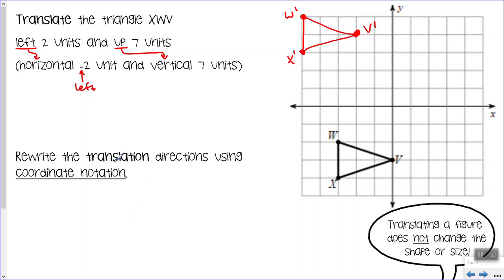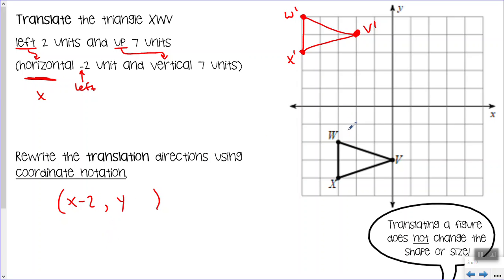There's another way that we can write our translation directions using coordinate notation. So remember that our normal coordinate pair is x, comma, y. I'm leaving some blank space in here because we're going to use that to write our directions. The first direction was that we moved left 2 units. That was our horizontal direction, which goes with x. Since we're moving to the left 2 units, that was our -2. I'm going to take my original x coordinate and subtract 2.